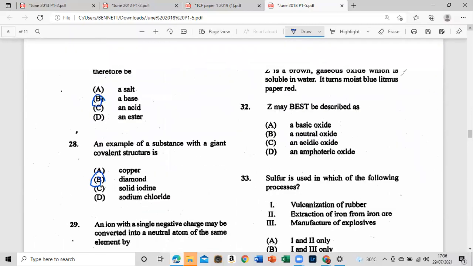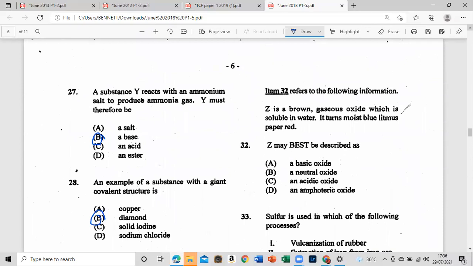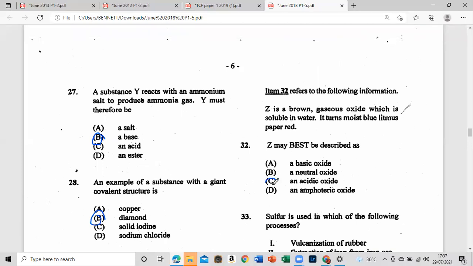All right, 32. Reference to the following information: Z is a brown gaseous oxide which is soluble in water. It turns moist blue litmus paper red. Z may be described as a basic oxide, a neutral oxide, or an acidic oxide. Or is it an atmospheric oxide? And it is indeed C, an acidic oxide. These are new. Pay attention to these, guys.